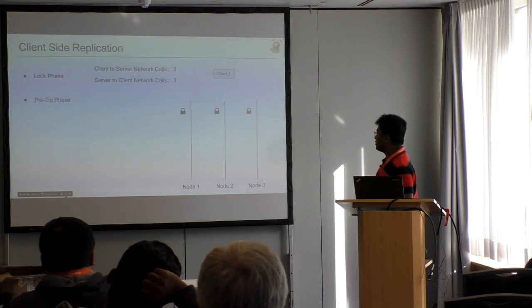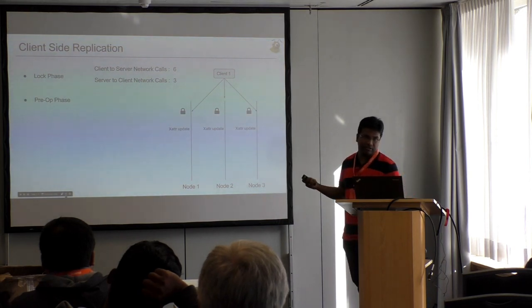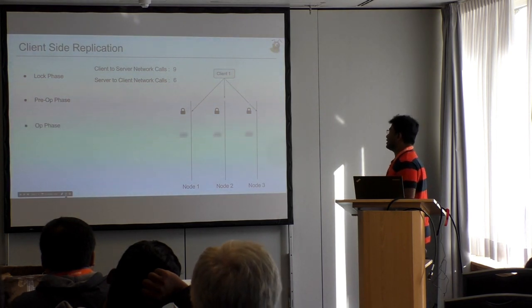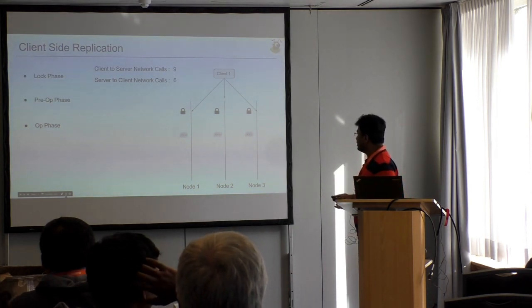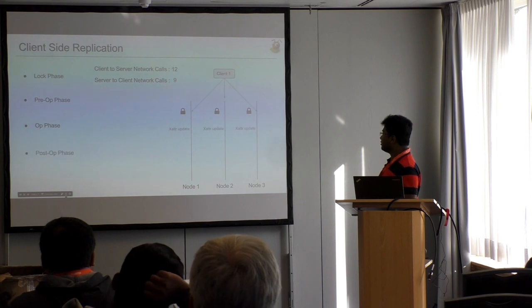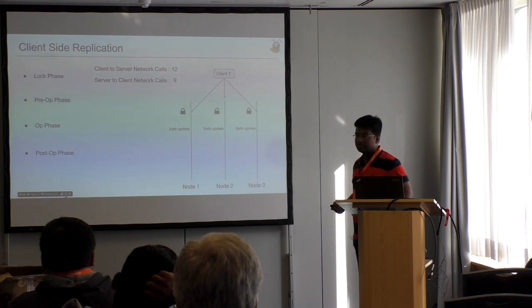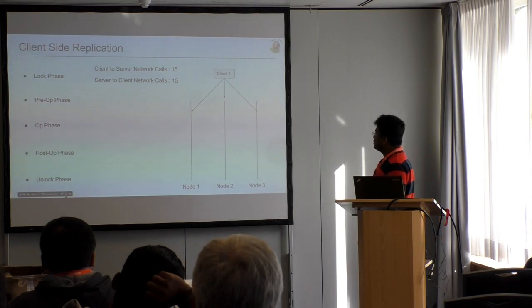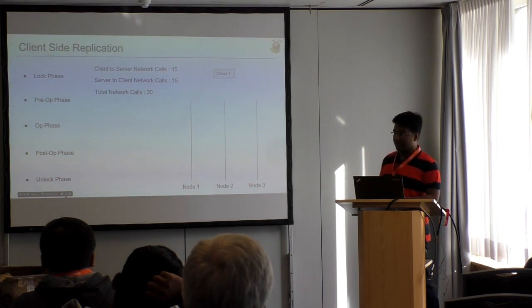It's going to keep up. Then we have something called the pre-op phase. That's where we have an xattr update on each of the bricks. Once that is complete, we have the actual write phase, where the client sends the data across the wire to all three nodes, and that's where the data gets written on the files. After that, we have the post-op phase, where we go ahead and clear the xattrs that we set in the pre-op phase, and after that we have the unlock phase. So for one write FOP in this scenario, we are seeing close to 30 network calls.